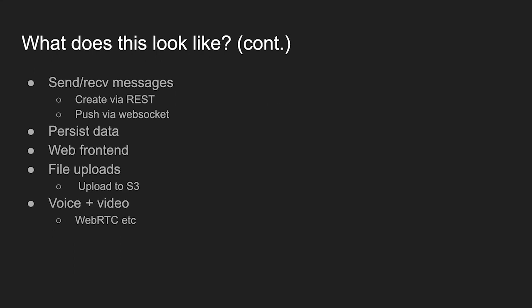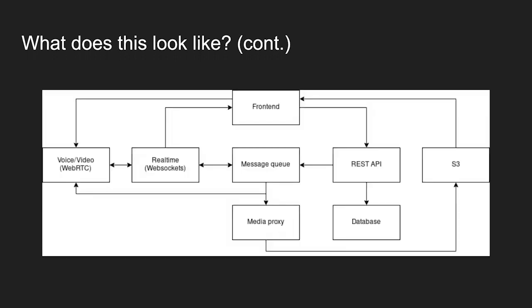You also have things like file uploads. Those have to go to S3. You have things like voice and video calls. Those are going to need WebRTC servers. And so when you put all this stuff together, it looks a little bit scary. And this is just what you would think about for putting your app together. You would also need to think about things like a media proxy so that people can't phish IPs, so you can strip bad content from a message.